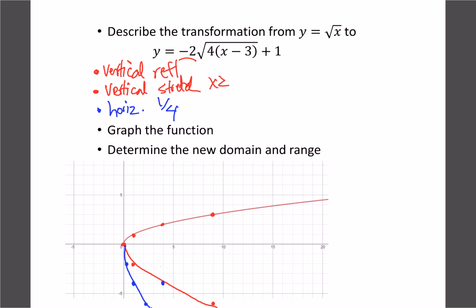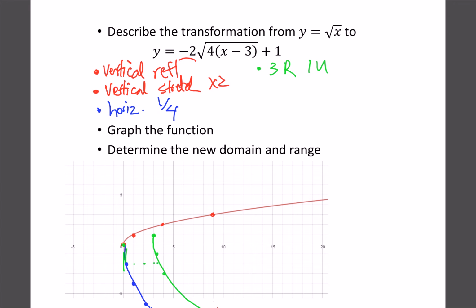And then now our last step is deal with the translation. So we'd have 3 right and 1 up. So if we just take every coordinate on our blue line and move it 3 right and 1 up. So take that origin, go over 3 up 1. Take this one, go over 3 and up 1. And our last one, over 3 up 1. And we get the idea. So there's our transformed graph.